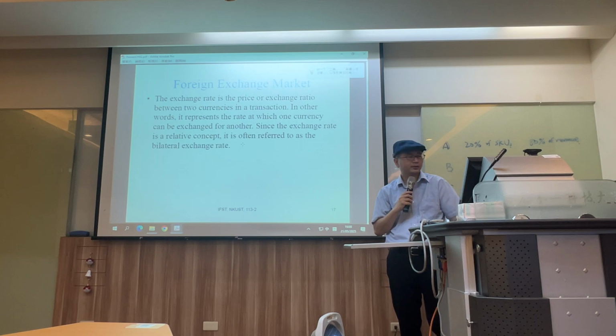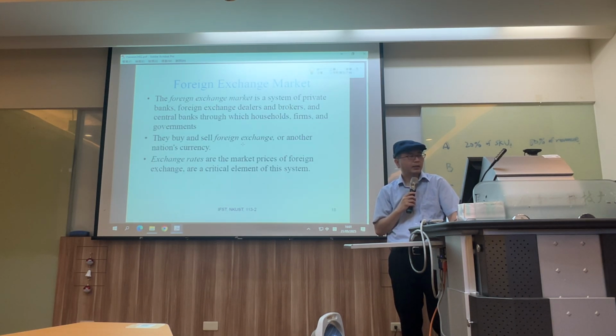We just got started. So it will be the exchange ratio between two currencies in a transaction, right? And then we also mentioned that if you only have one nation, one country, then you cannot have an exchange rate. The exchange rate needs to come from two currencies. Okay? And then we talked about foreign exchange markets.